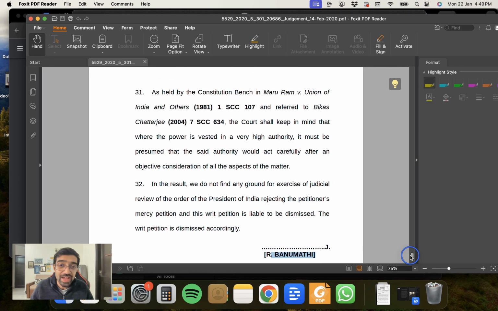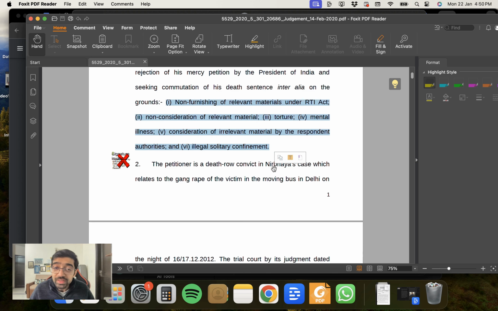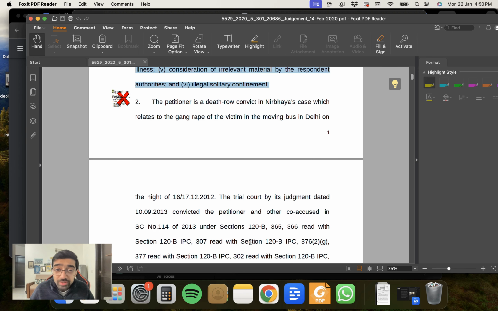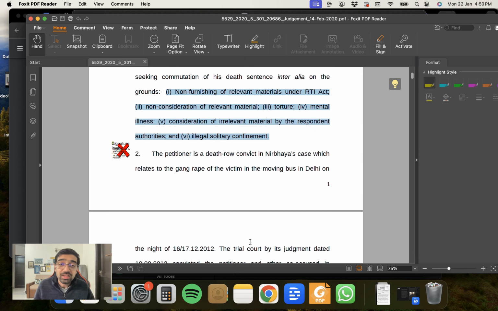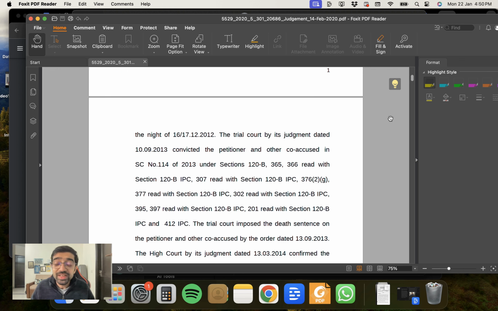There are grounds mentioned for why this writ petition should be maintainable over here, right? And now if you want to look at more details of the facts, you can, but it's not needed because until here we are going to be more or less on very brief facts and the point of law, right? Now we go further and see what is there in the case.